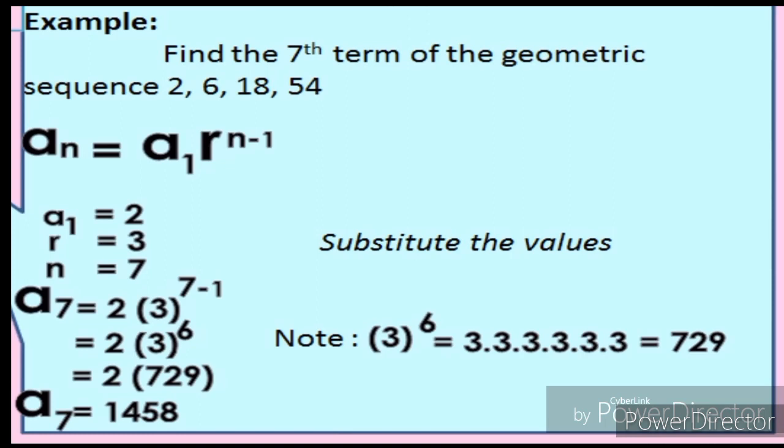Okay, so we substitute the values. We have a sub 7 because we're going to find the seventh term of the sequence. It is equal to 2, which is a sub 1, times r, which is 3, raised to n minus 1, which is 7 minus 1, or 6. So we have 2 times 3 raised to 6. Note that 3 raised to 6 means multiplying 3 six times. So 3 times 3 times 3 times 3 times 3 times 3 is 729. Then we have 2 times 729. The answer is 1458. So that is the seventh term.